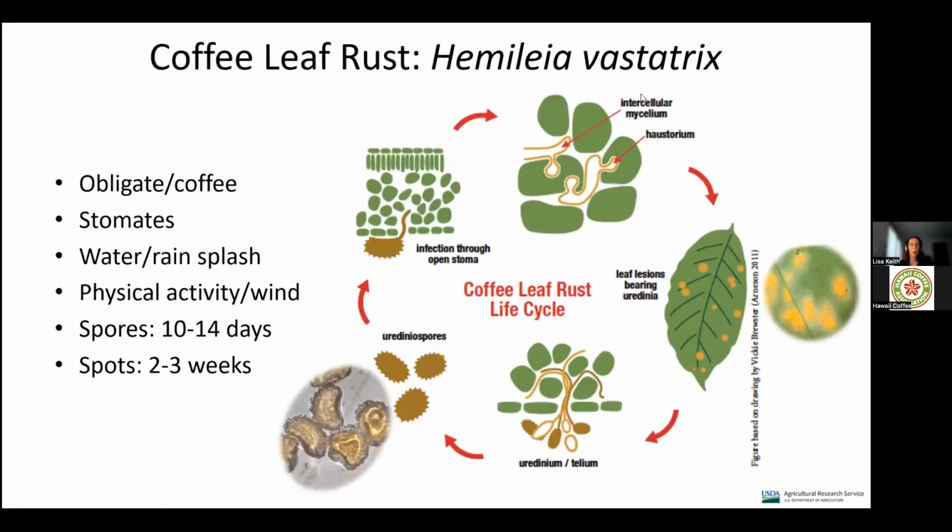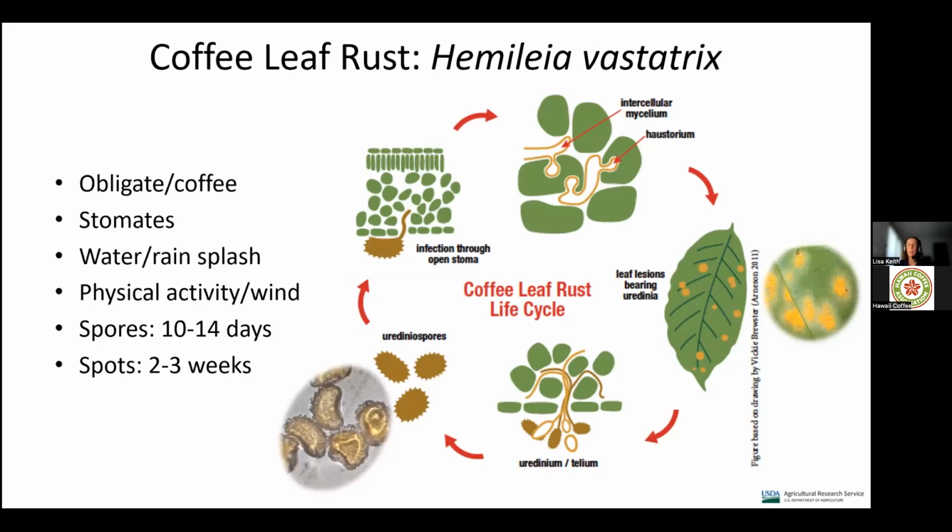Okay, so here's another slide that you have seen often. This is the disease, coffee leaf rust, caused by the pathogen Hemileia vastatrix. These are not fun facts, but facts about this system and why it is so important.